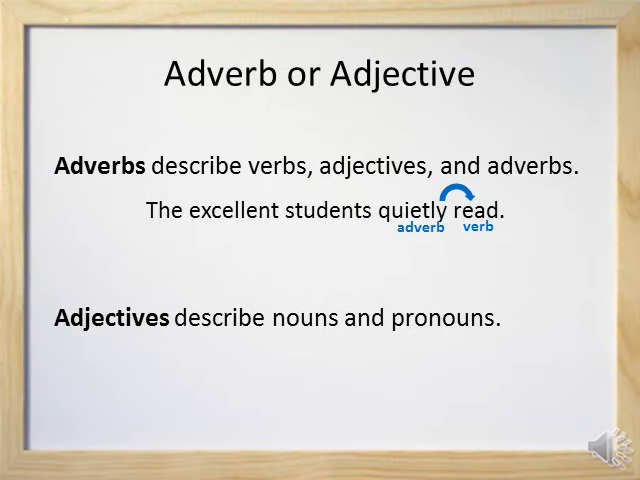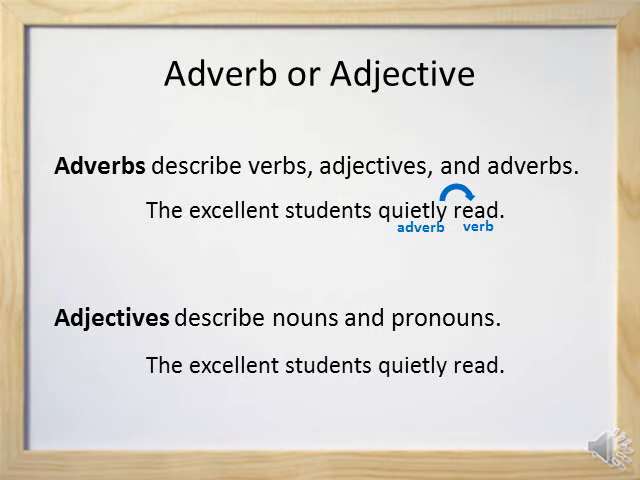Now let's look at the same sentence, but an adjective in the sentence. The excellent students quietly read. Remember, adjectives describe nouns and pronouns. Students is a noun in this sentence. Excellent describes students. Therefore, excellent is an adjective because adjectives describe nouns.